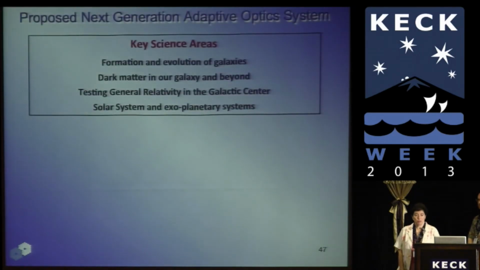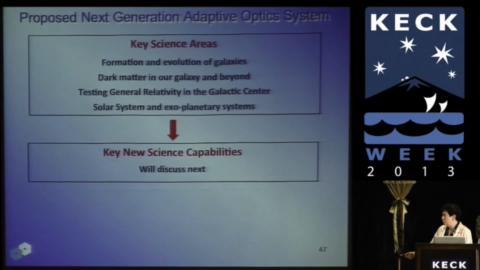So let's finish with the proposed next-generation adaptive optics system. We tried to make a science-driven design, and we chose a few key science areas where we needed this adaptive optics system to excel. And that includes the formation and evolution of galaxies, dark matter in our galaxy and beyond, testing general relativity in the galactic center, and solar system and exoplanetary systems, as you've just heard from Bruce. And then we derived what kind of new key science capabilities we had to have in this next generation system that would meet the goals of these science areas.